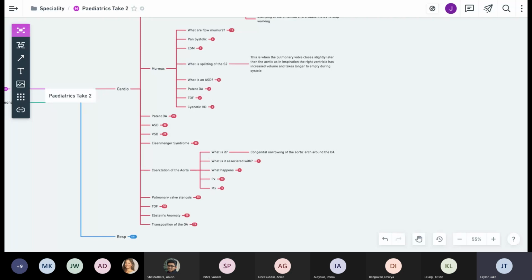And then if you compare that with the left side, the post-ductal measurement, if there's a difference, you can say that there is a difference between the amount of oxygen getting there, and that could point to coarctation of the aorta, if it's happening before or after the ductus arteriosus. Very good. So what is it associated with? Which congenital condition is coarctation of the aorta associated with?